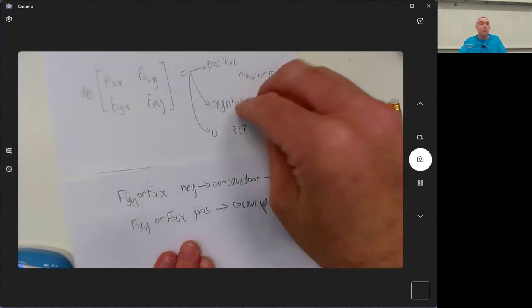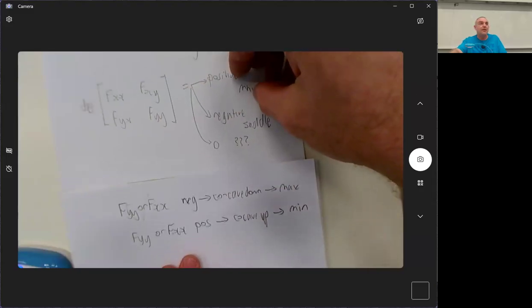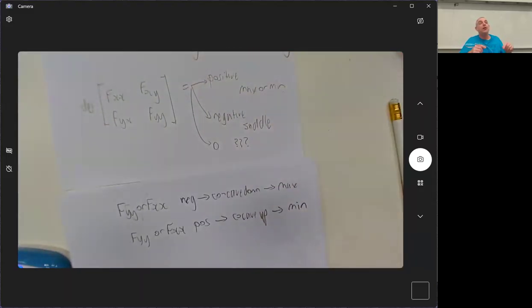So if it's not a saddle point, like if this is positive, then that means that if it's concave down anywhere, it'll be concave down everywhere, and that will be a spot where it's a maximum.